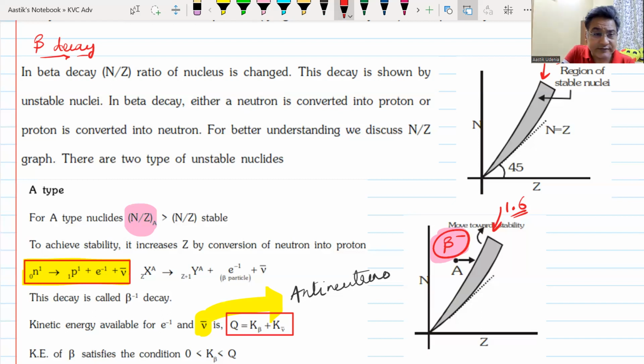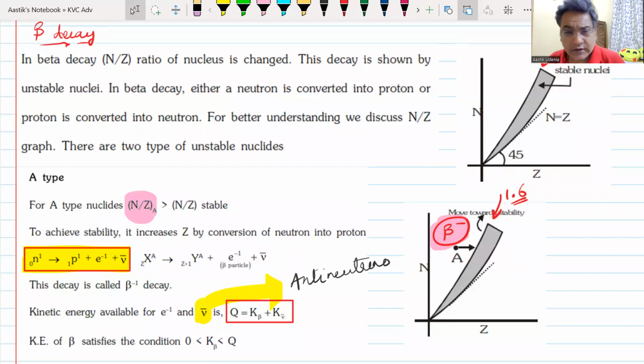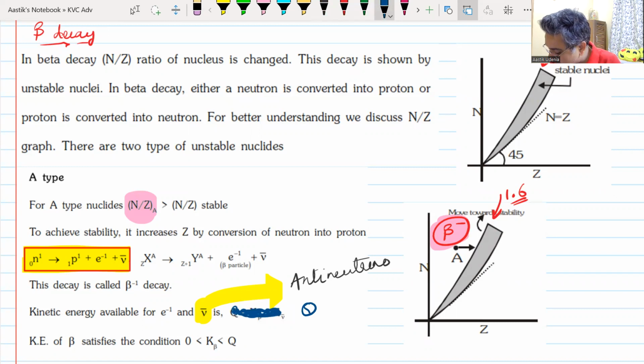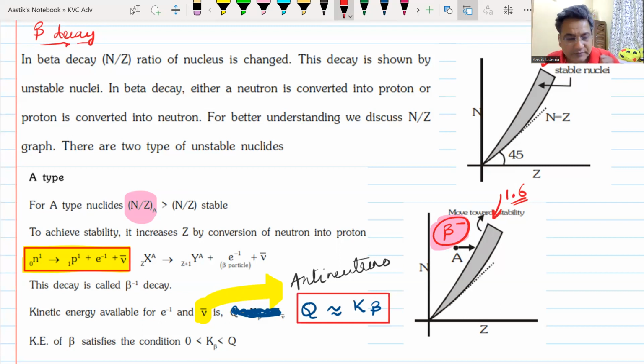I'll give you 2 minutes to note this down. Here, just make a small note that might confuse you. The Q value of this is approximately equal to the kinetic energy of the beta particle. Almost the entire energy is taken away by the beta particle. A very small amount of energy goes to the daughter nucleus, and a very small amount of energy goes to this antineutrino.